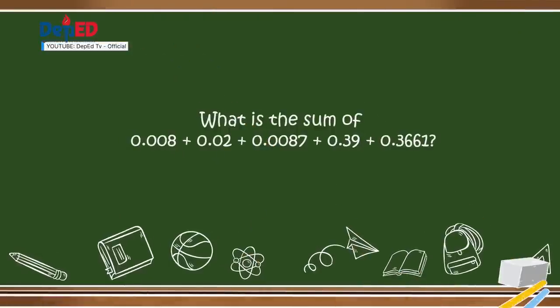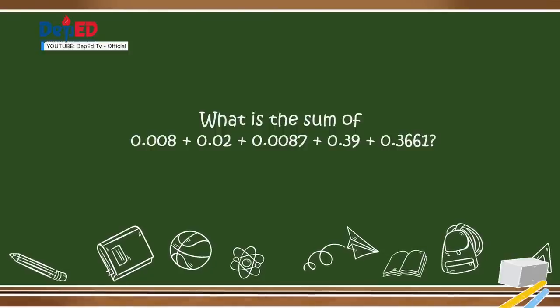What is the sum of 8,000s plus 200s plus 87 10,000s plus 3,900s plus 3,661 10,000s?